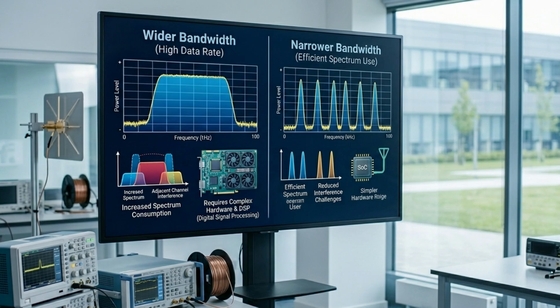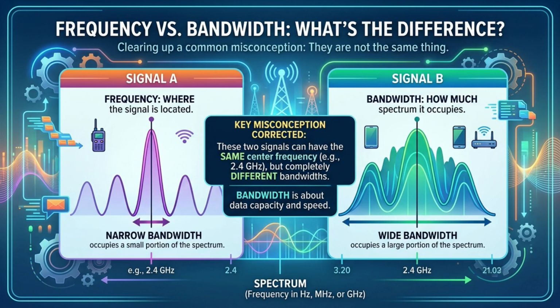Although larger bandwidth often provides advantages, more bandwidth is not always better. Wider signals consume more spectrum, may create additional interference challenges, and often require more sophisticated hardware and signal processing techniques. A common mistake is assuming that bandwidth and frequency are the same thing. Frequency refers to where a signal is located in the spectrum, while bandwidth refers to how much of the spectrum it occupies. Two signals can have the same center frequency but completely different bandwidths.